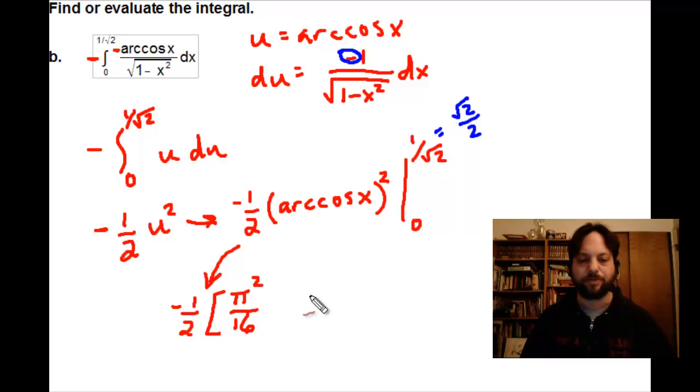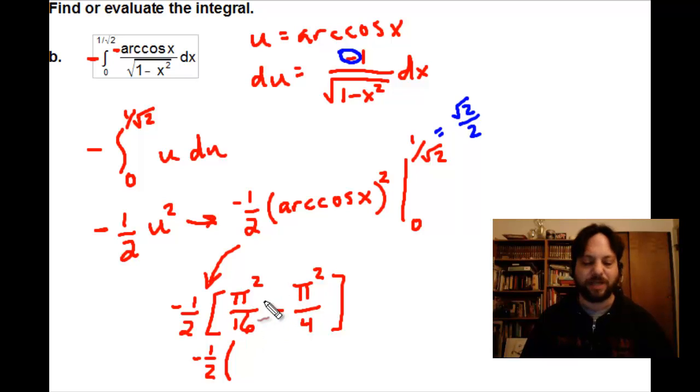And then, if I plug 0 into the arc cosine of x, well, let's think about that. The cosine of what would give me 0? And of course, that's just pi over 2. So if I square that, I'll simply get pi squared over 2 squared. So I feel like I'm almost there. There's my negative 1/2.